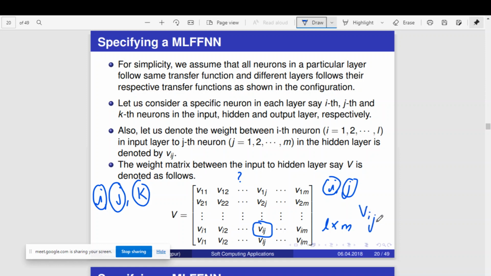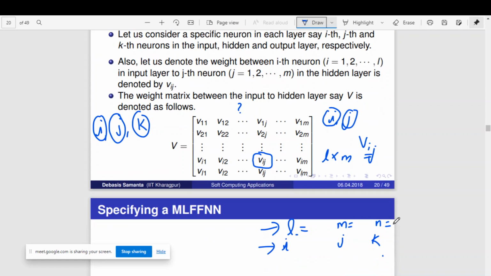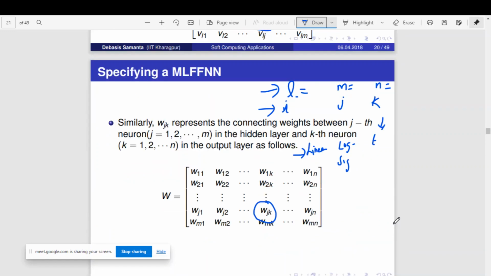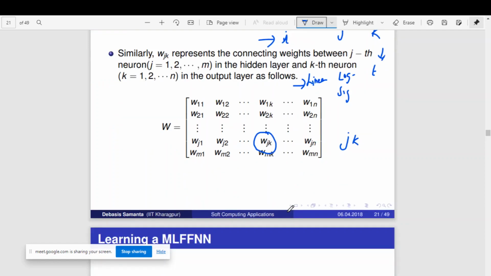When I say Vij, it means the weight between the ith neuron of the input layer and the jth neuron of the hidden layer. Similarly, the weights between the hidden layer and the output layer are represented using the W matrix. For the W matrix, the variables we use are J and K. So when you say Wjk, it is the weight between the jth neuron of the hidden layer and the kth neuron of the output layer. That is what Wjk means.